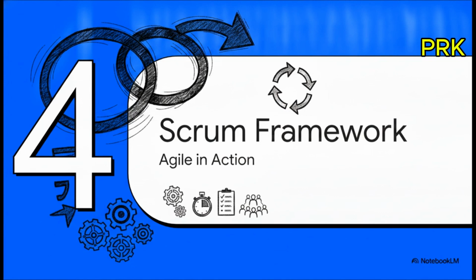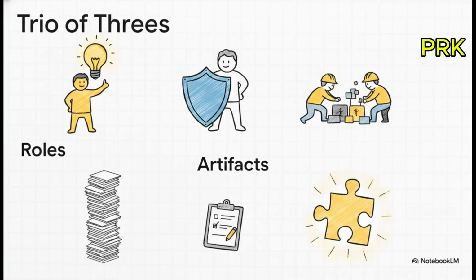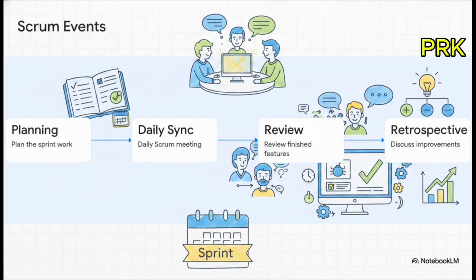Section 4. Mastering the Scrum Framework. Agile in action. So Agile is the philosophy, but Scrum is the most popular way to apply it day to day. A really great mental model here is the trio of 3s. You've got 3 core roles guiding the work: the visionary product owner, the protective Scrum Master, and the development team. And then you have 3 artifacts tracking the work: the big product backlog, the immediate sprint backlog, and the final working increment.